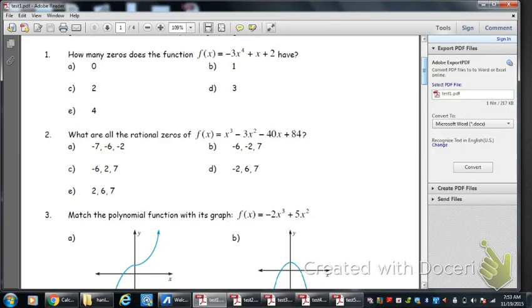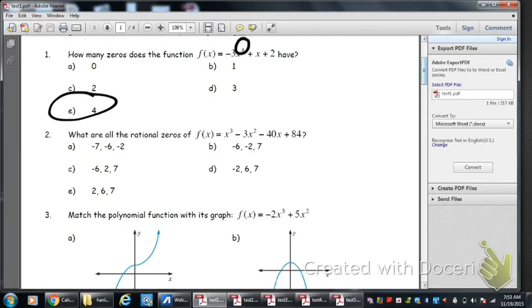Okay, some of these you can do really quickly, so I just want to go over those ones. How many zeros does it have? All you want to find out is how many zeros, so the highest degree of the exponent is 4, and so your answer is going to be 4. It's that easy, okay? What are all the rational zeros?